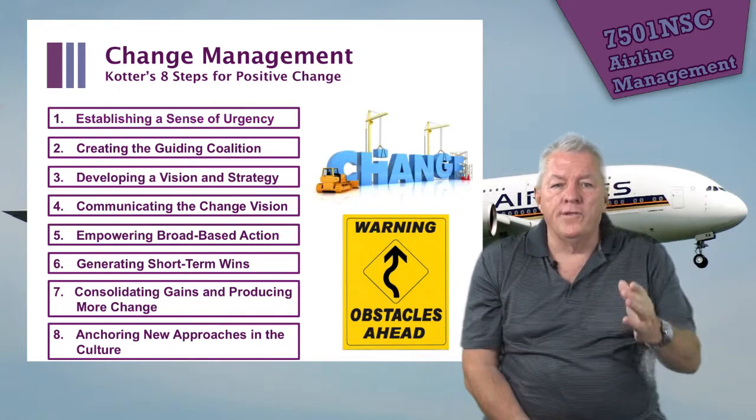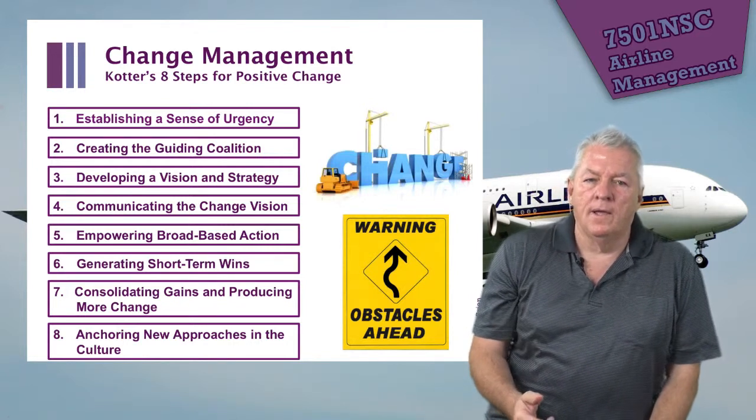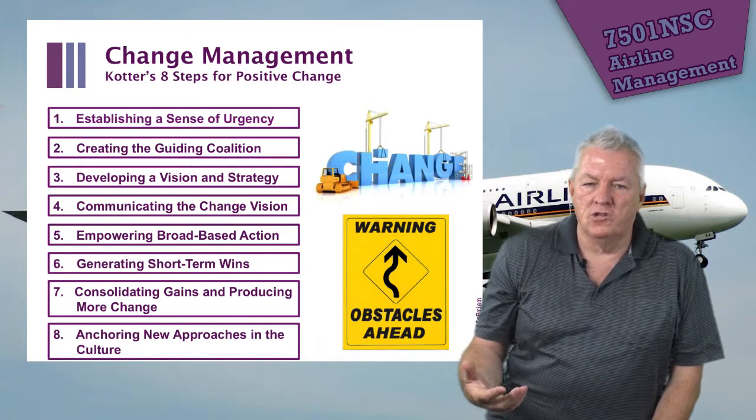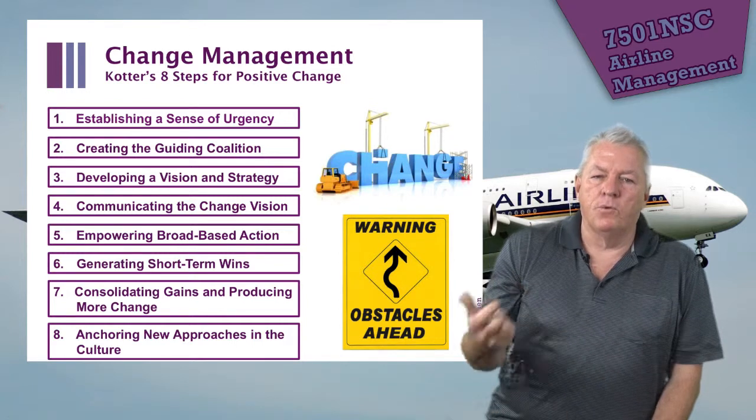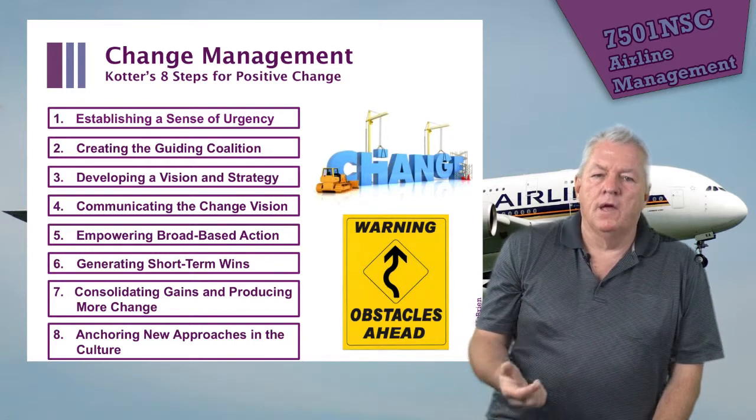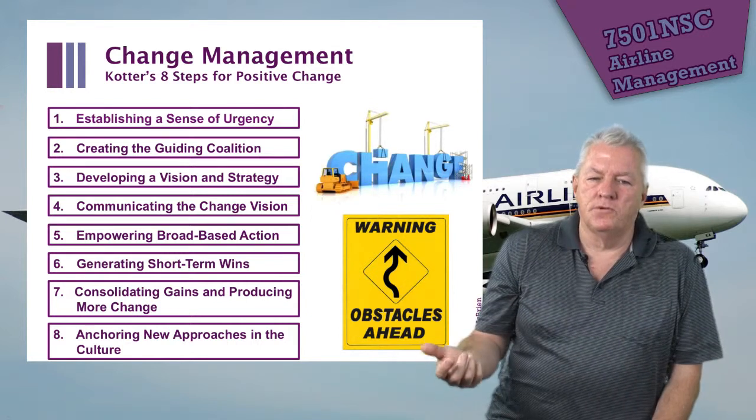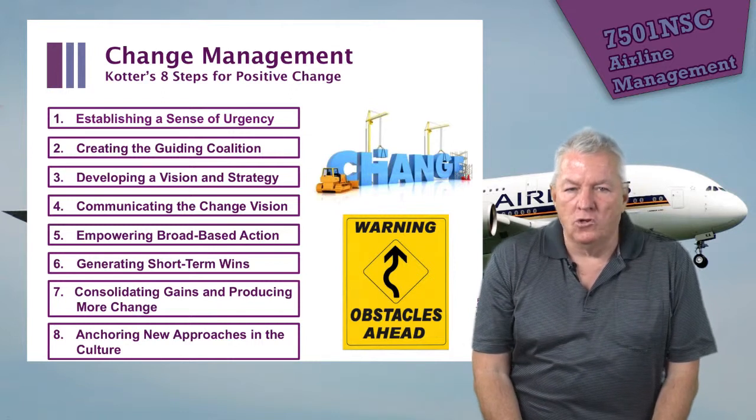Kotter's 8 steps for positive change include establishing a sense of urgency, creating the guiding coalition, developing a vision and strategy, communicating the change vision, empowering broad-based action, generating short-term wins, consolidating gains and producing more change, and anchoring the new approaches in the culture.